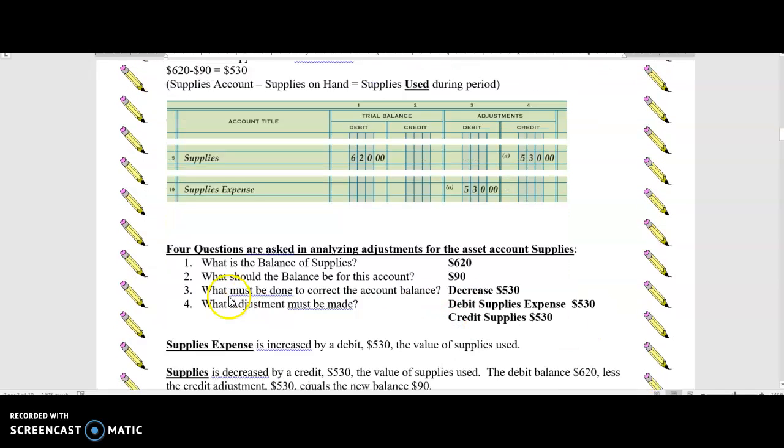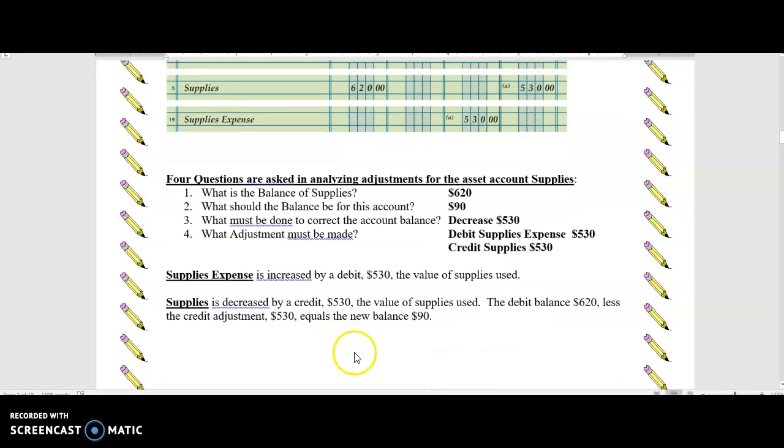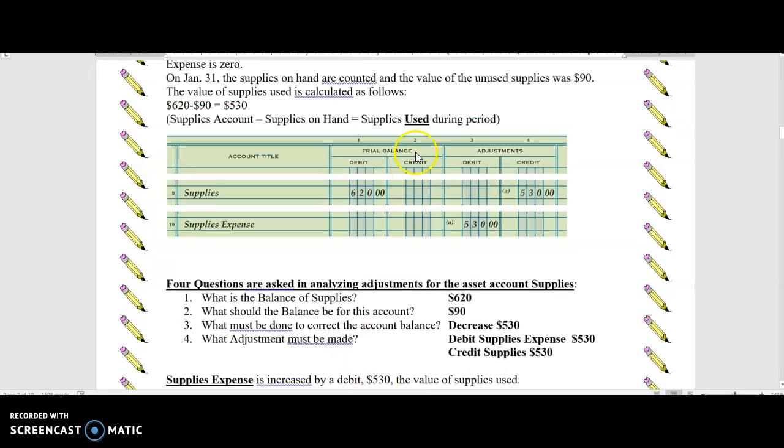So these are the 4 steps down here, the 4 questions that you should ask. What is the balance of supplies? What should be the balance for this account? What must be done to correct the balance? And then what adjustment must be made? So all we are basically doing in the adjustment column is putting in how much we used during that period. How much of the supplies did we actually use in that period?